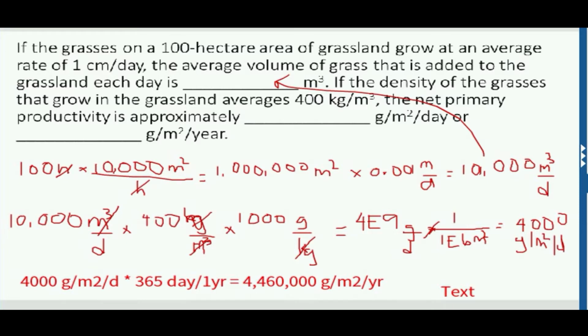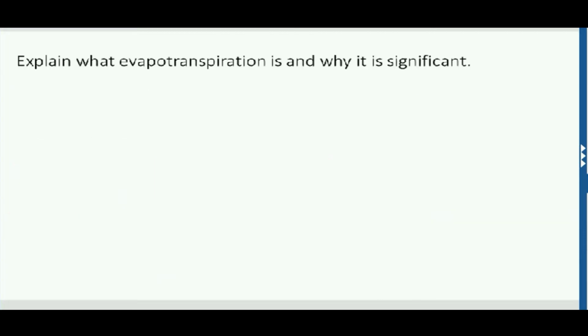So we did 4,000 grams per meter squared per day. I know you guys don't see this until I release it. So this allowed us to cross off the days, and then we ended up with grams per meter squared per year. So that's what we did by doing that. Let's go to the next one. I just wasted a whole bunch of time on that one, which I really didn't want to do.